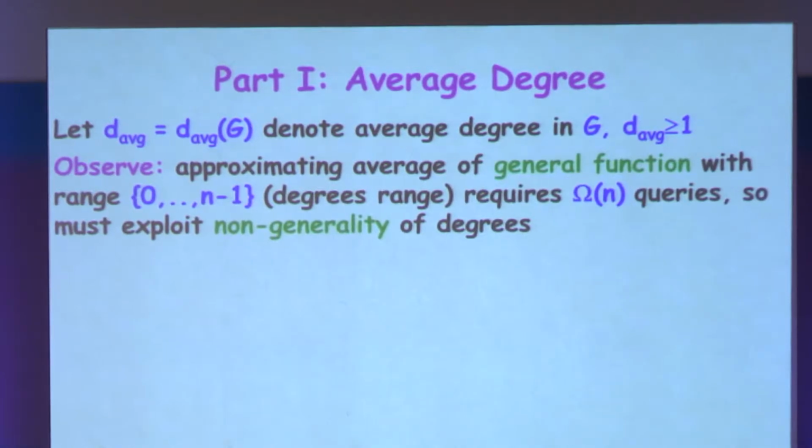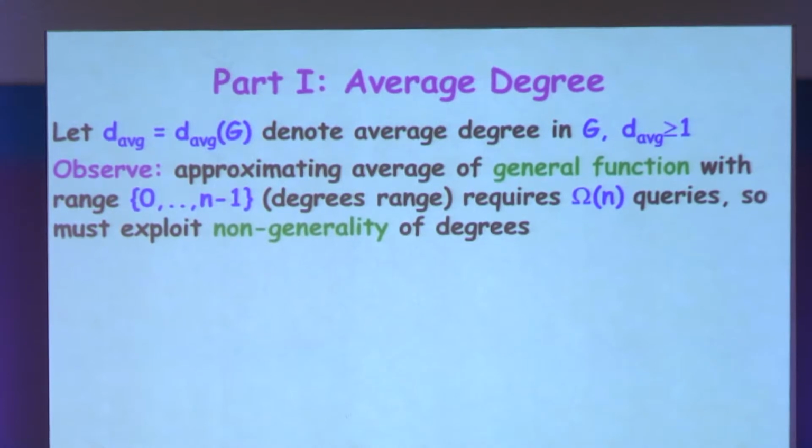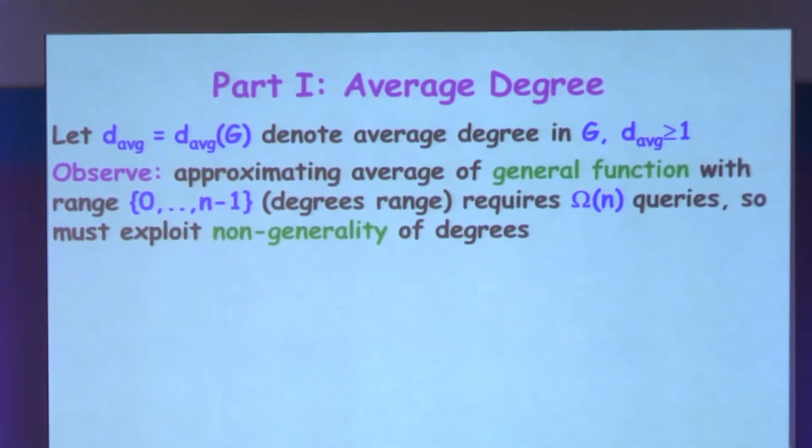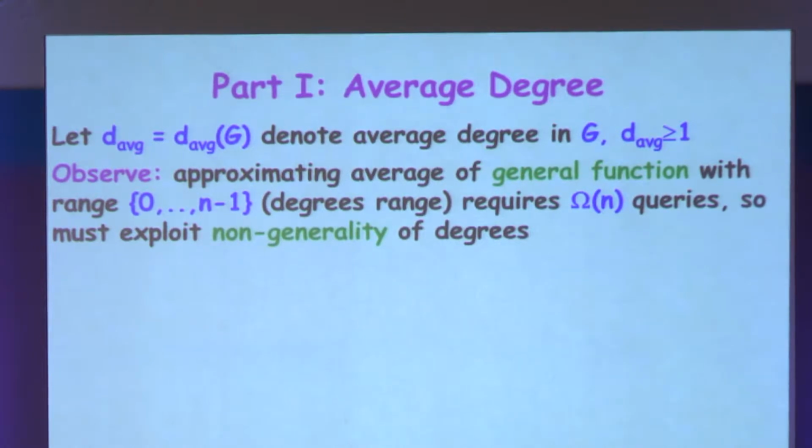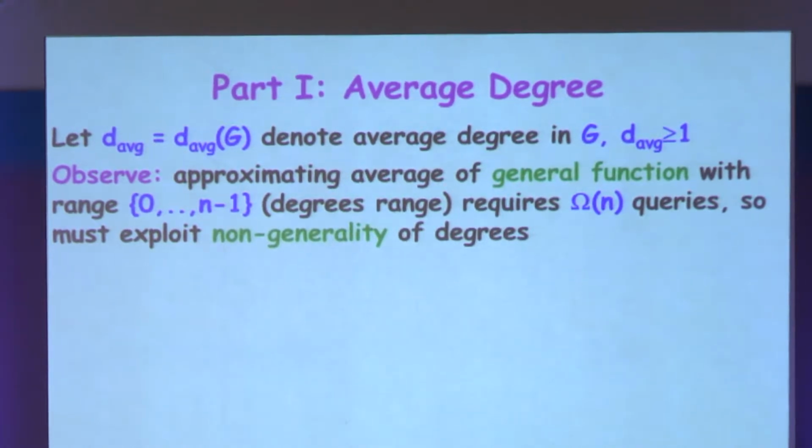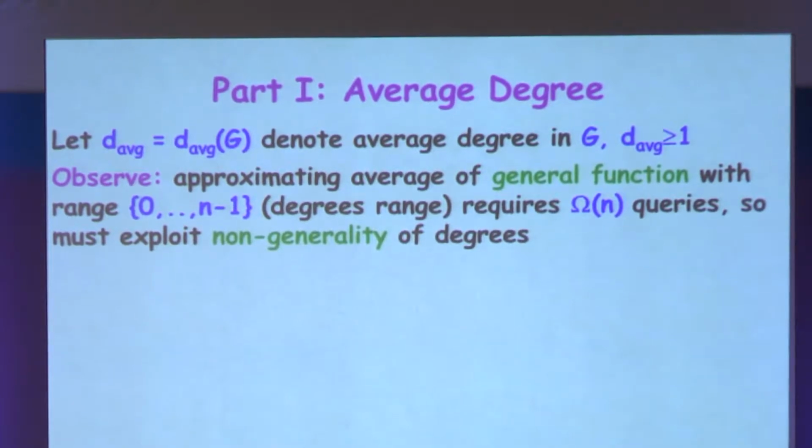Okay. So let's start with the basic observation. If we think of the average degree, we have a function: to each vertex in the graph there is its degree. We can query, we can go to a vertex and ask what is its degree, and we want to estimate the average value of this function.